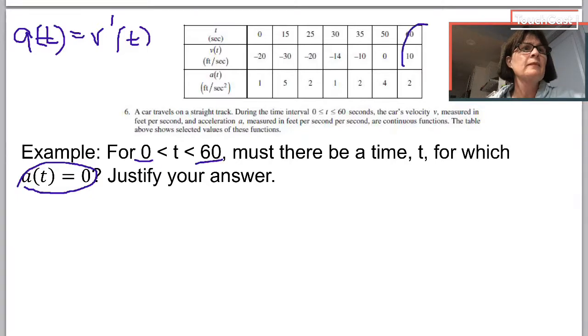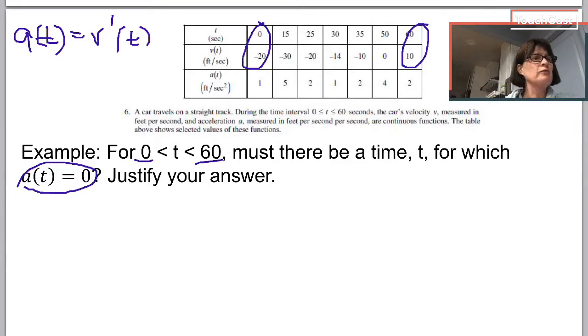Time 0 and 60, but the average rate of change there is not 0. So I'm going to have to think about how I can choose. Is there any way I can choose my time values so that the average rate of change of my velocity is 0? Well, average rate of change is change in y over change in x. In this case, change in v over change in time.